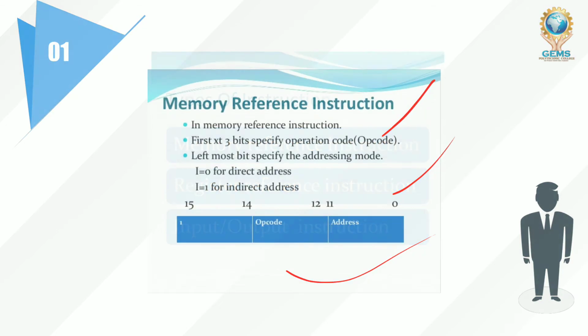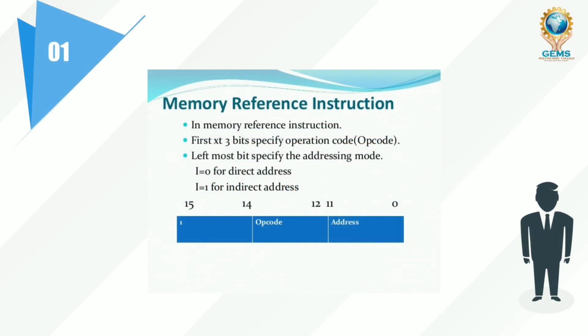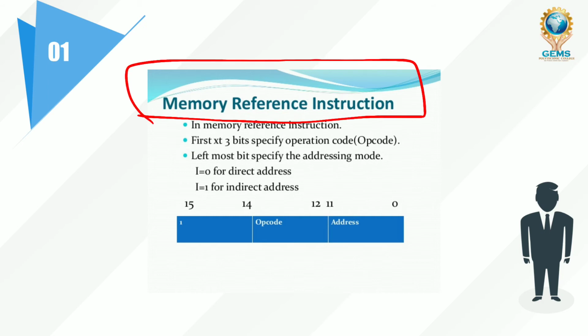We will see about these types of instructions in a detailed manner. First one is the memory reference instruction, second one is the register reference instruction, and third one is the input output instruction.